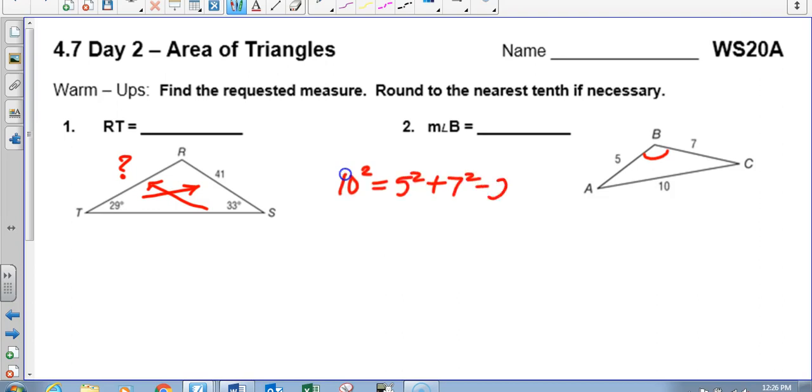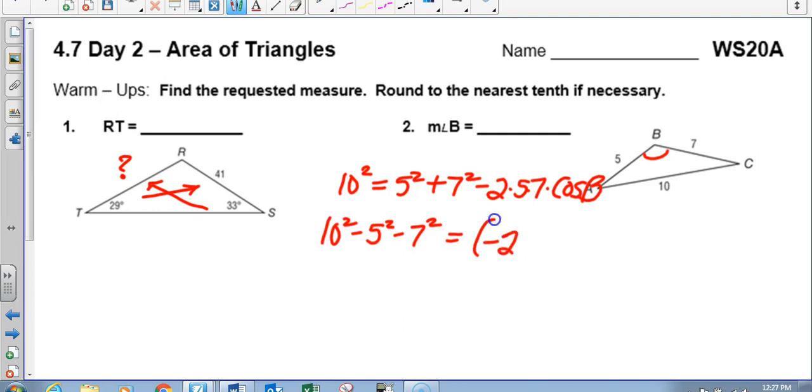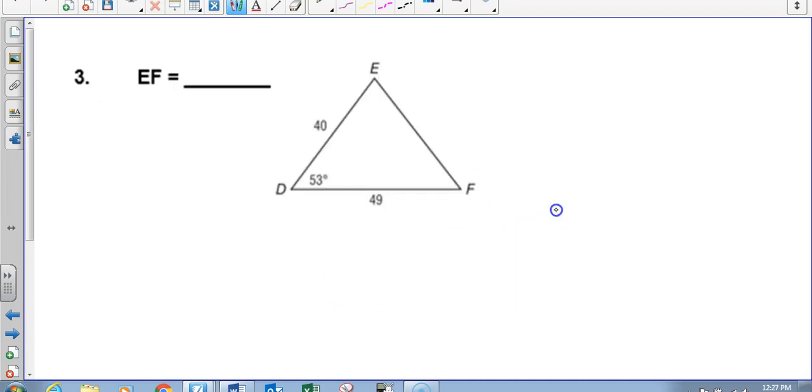Can anybody tell me how you would type that in? 10 squared, subtract the 5 squared and the 7 squared, and then divide by this mess. Whoa, somehow I don't think there's 2 cosines, or 2 equal signs in there. So you divide by that parenthesis, and then do second cosine. Do you need me to do that one so we can check it? We're good? Yeah. All right, I'm moving on.